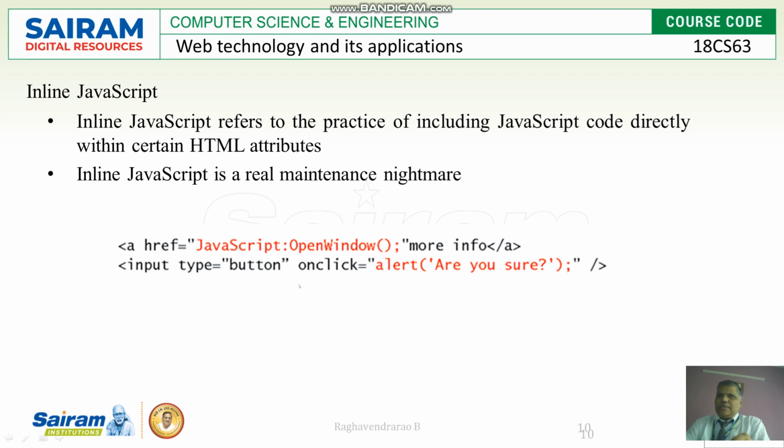Next, the input type is button, with onclick alert, 'Are you sure?' It means this is JavaScript, and openWindow is a function. When a button is given here, on click of that button it is going to call the openWindow function, and it is going to display the question 'Are you sure?' So it is on the same line; the JavaScript is embedded right here.